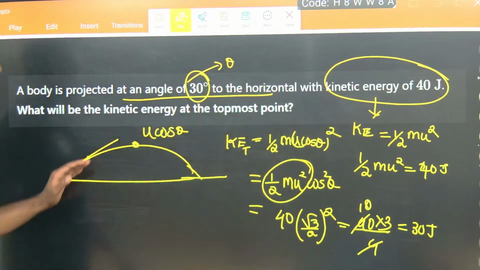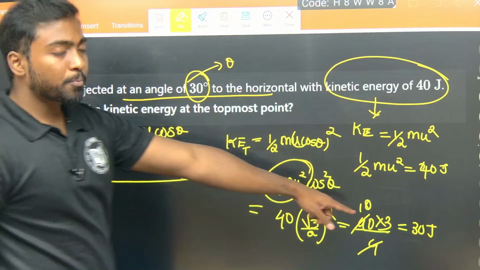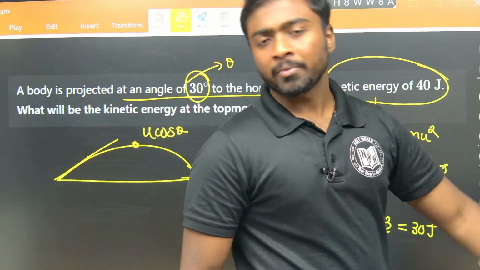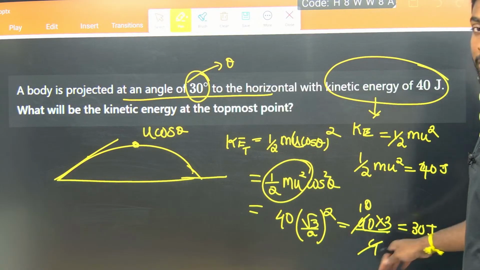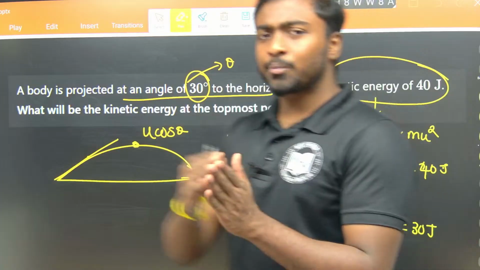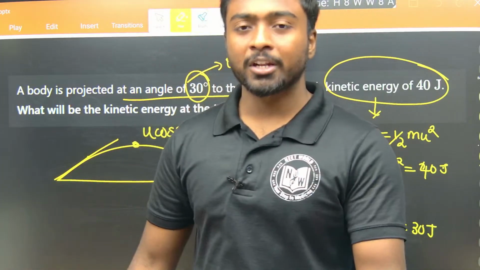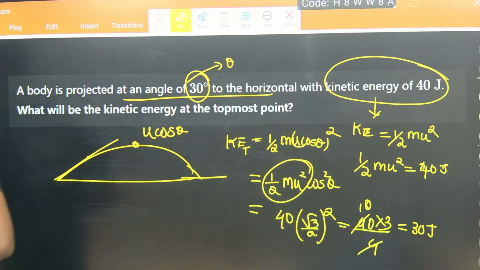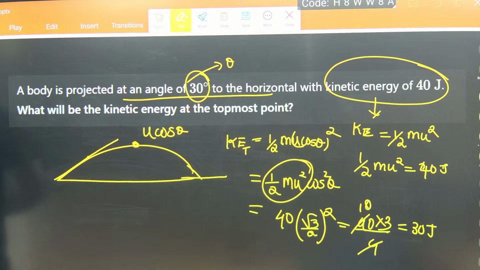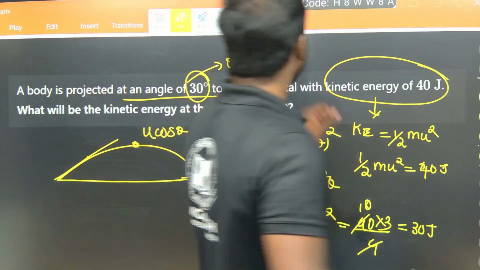So when it goes up, at the topmost point, kinetic energy was 30 joules. How much energy has been lost? From 40 joules to 30 joules, 10 joules of energy has been lost, converted to potential energy, right? Potential energy. Okay, we'll go for the next question.